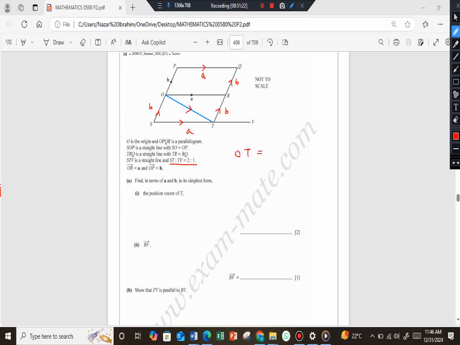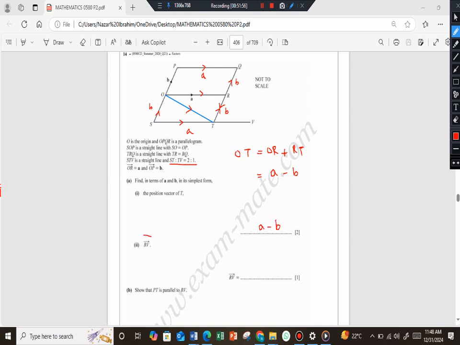So OT is equal to two parts. I'm choosing this part, OR plus RT. OR is equal to A, and RT is the reverse direction of TR. TR is B, so RT will be equal to minus B. So the position vector of T, that is OT, is equal to A minus B.